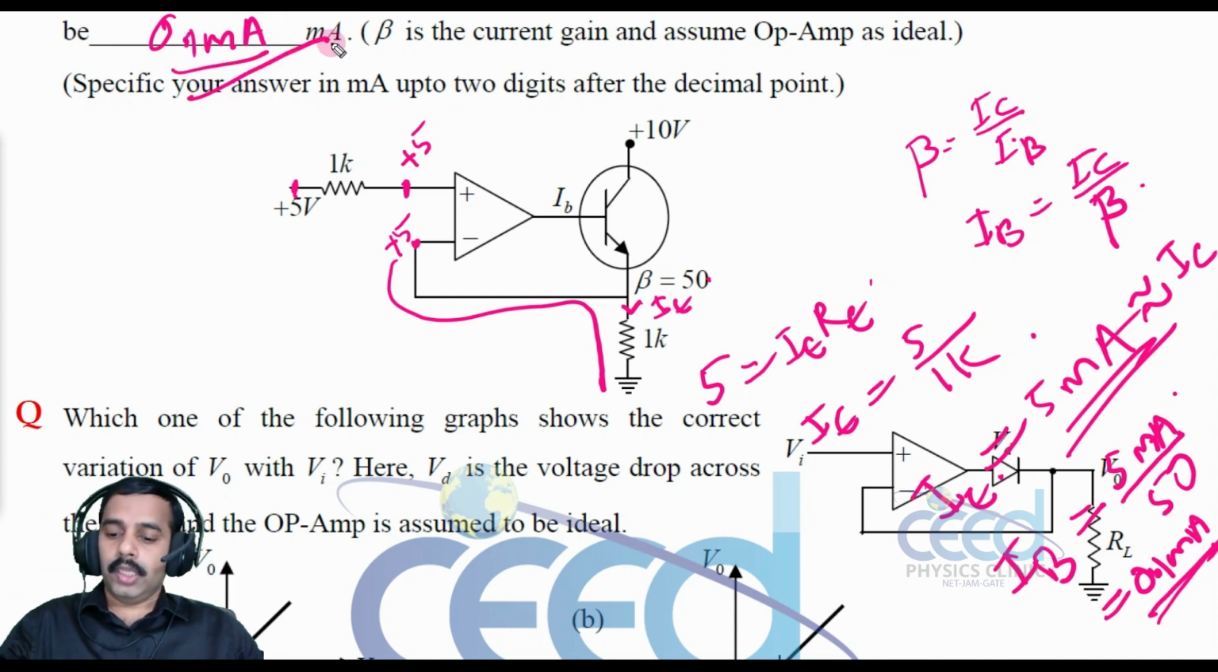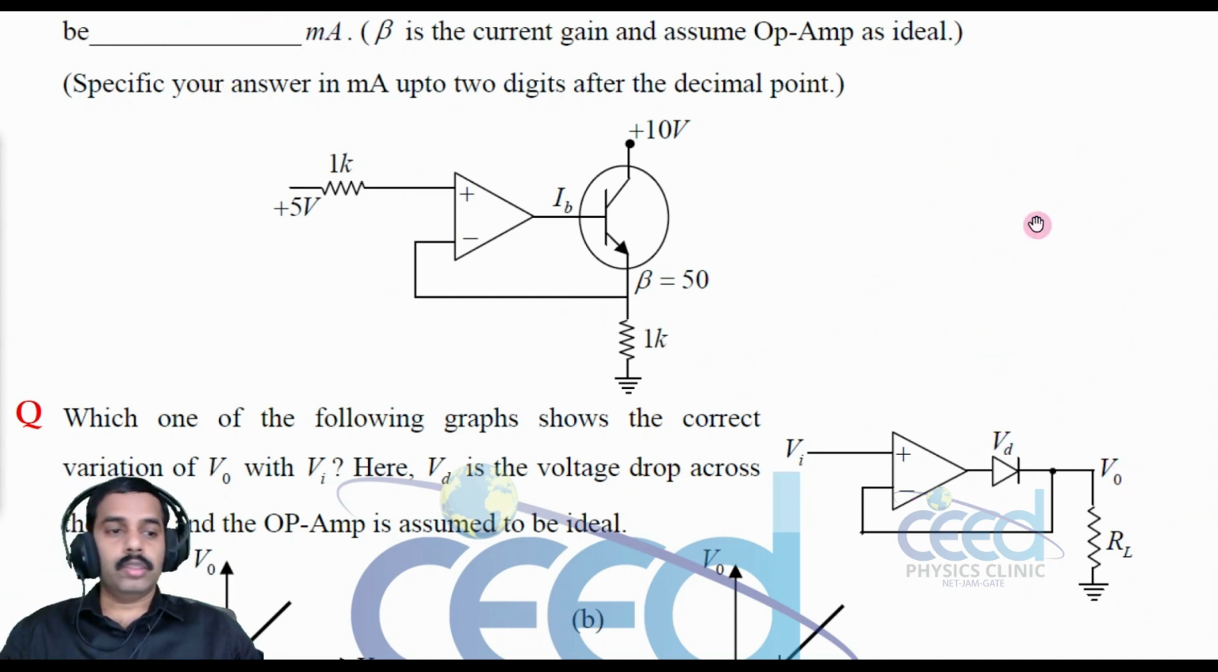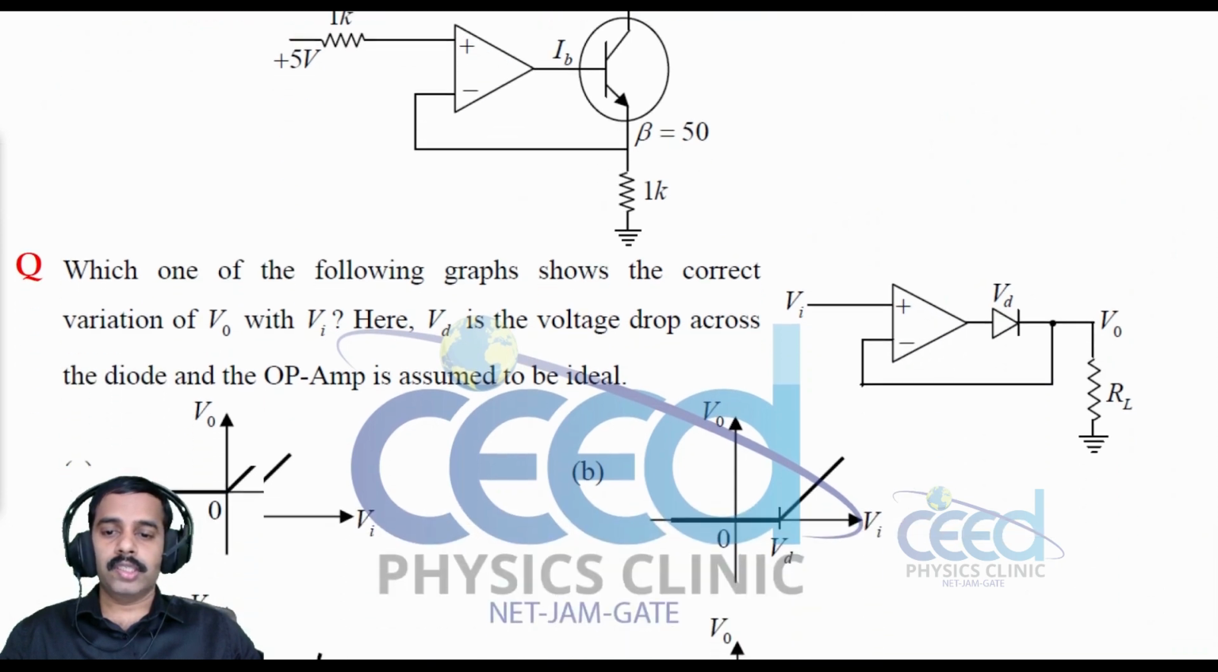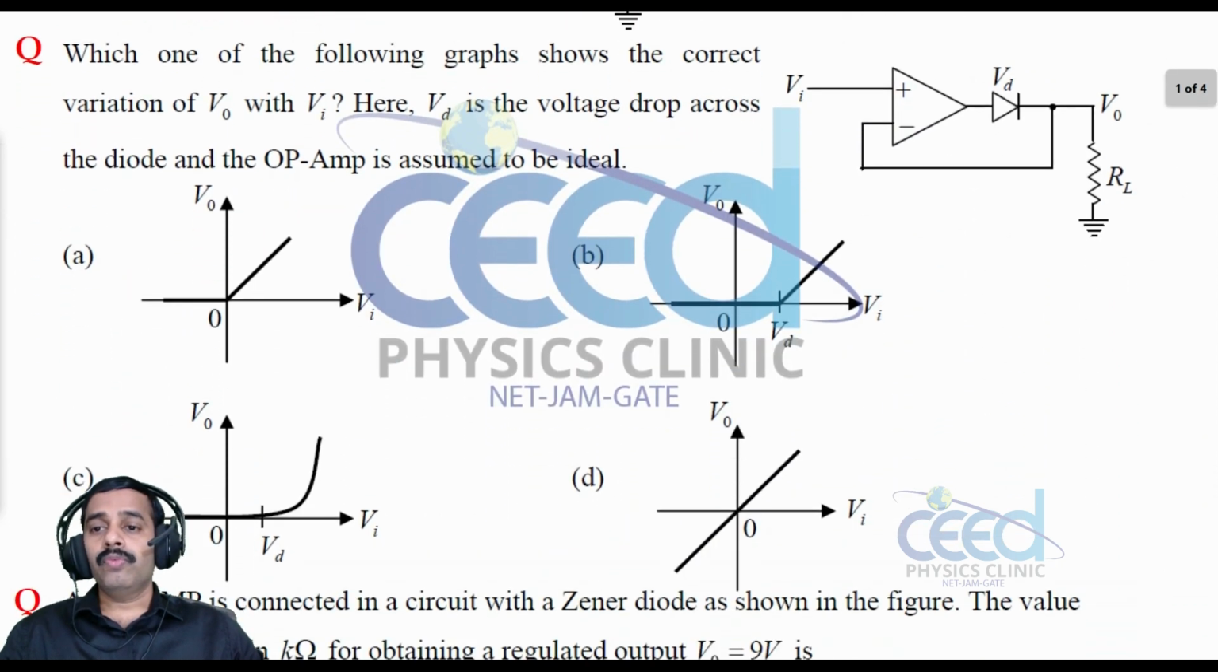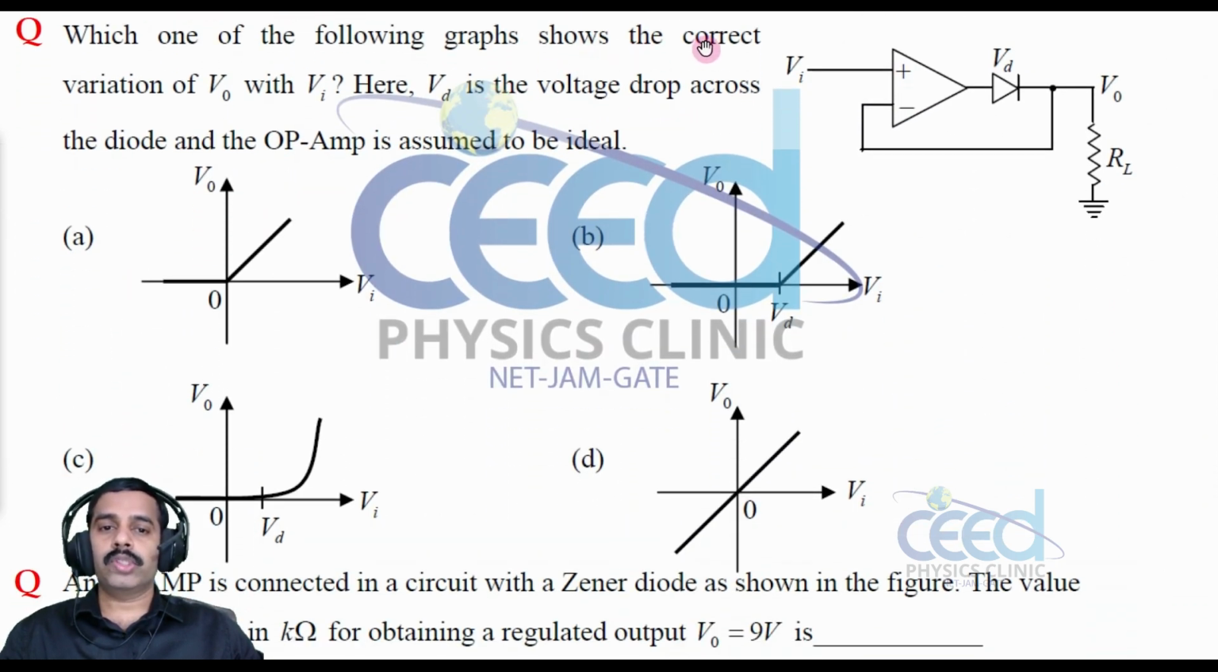Okay, now let us come to another question. The question is, which one of the following graphs shows the correct variation of V0 with Vi, where Vd is the voltage drop across the diode and the op amp is assumed to be ideal? Ideal means its voltage gain is very high, and the output voltage is very high.